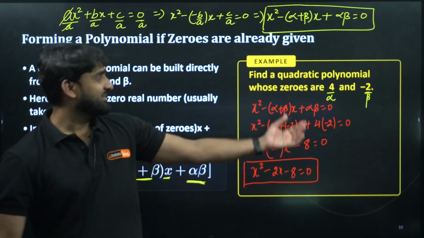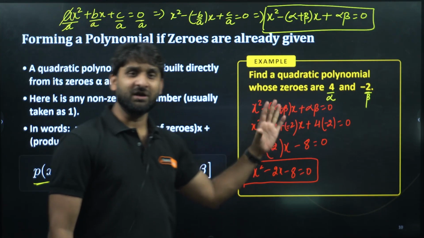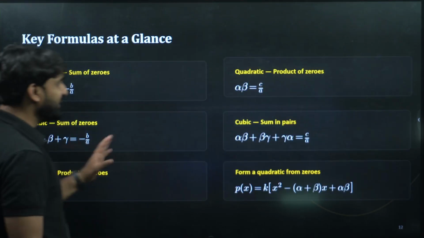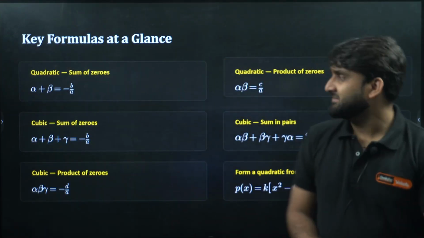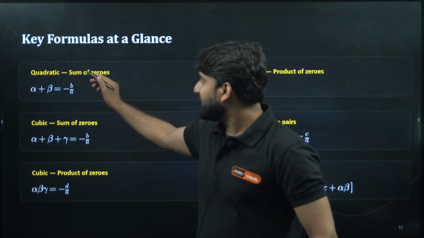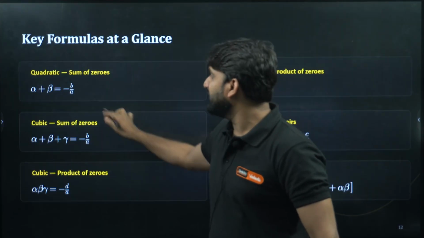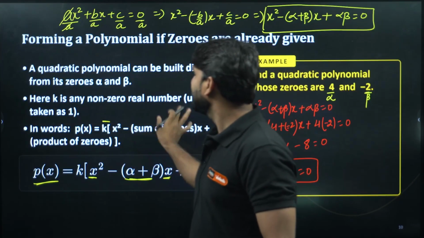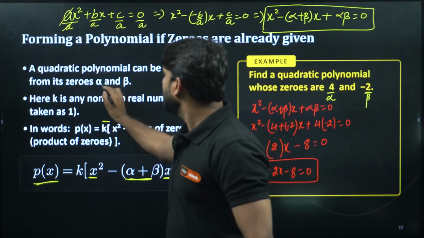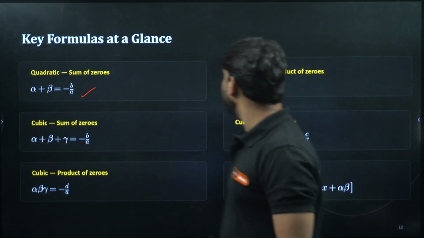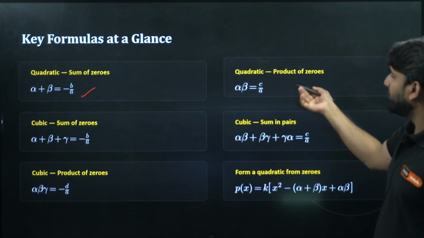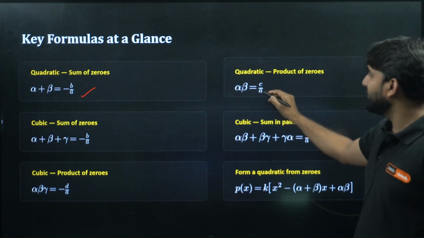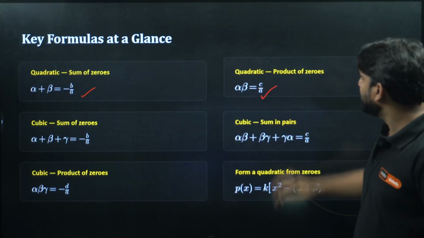So when zeros are given, we can find out the quadratic polynomial. Moving ahead, key formulas at a glance. In a quadratic polynomial, alpha plus beta is equal to minus b by a, which is a very important formula from the examination point of view. And in a quadratic polynomial, the product of zeros is c by a.